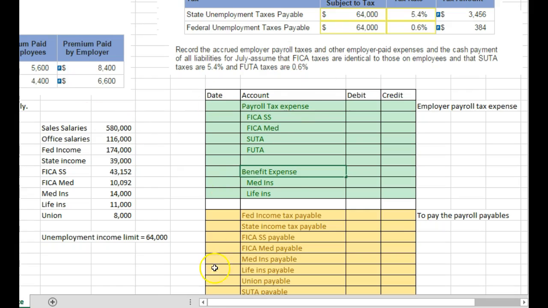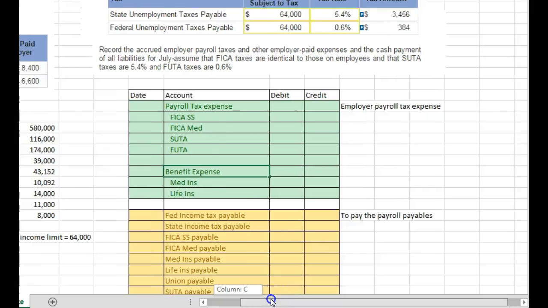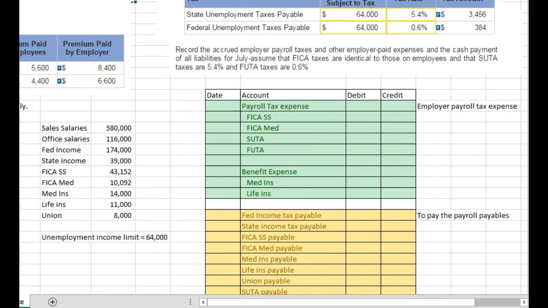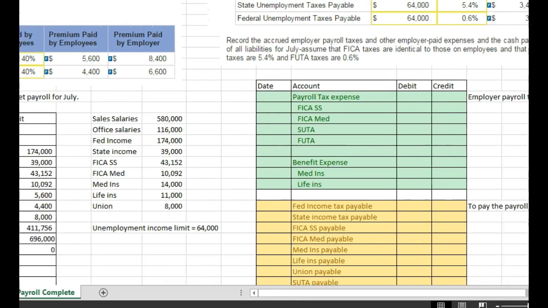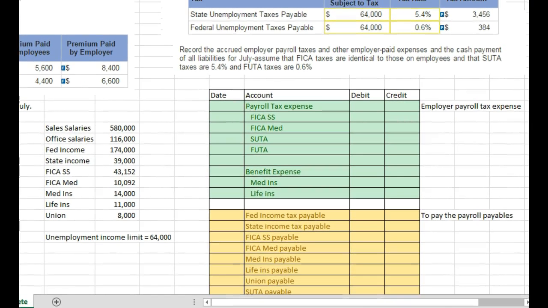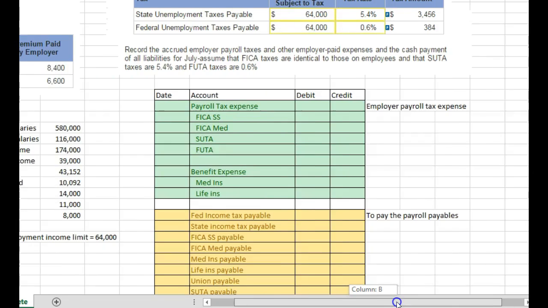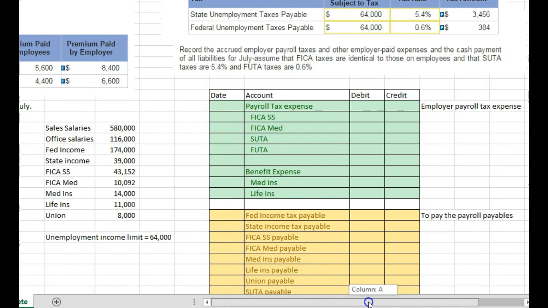Because the employer, remember, pays 60% of the life insurance and 60% of the medical insurance. So that also has to be taken into consideration at this point. So let's see what we do with this. And we'll leave that right there.